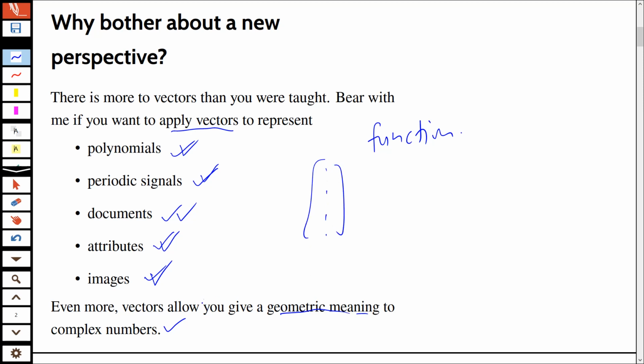And you used the function view of vectors. This allowed you to give a new meaning, a geometric meaning, to complex numbers. So that was it from my side, and stay tuned, because next time maybe I do a similar scanning of matrices. Okay, so stay healthy and stay tuned.